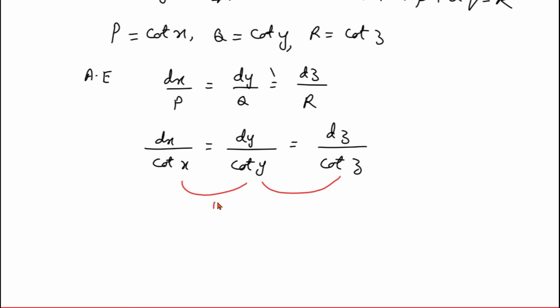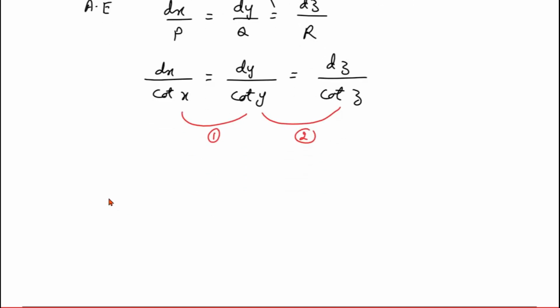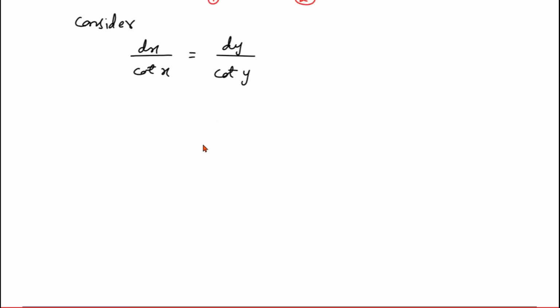So if I am choosing this as the first set of equations and this as the second set of equations, you can get the solution. If you want, you can even choose the first and the third also. No problem with that. So we'll consider the first equality: dx by cot x is equal to dy by cot y.